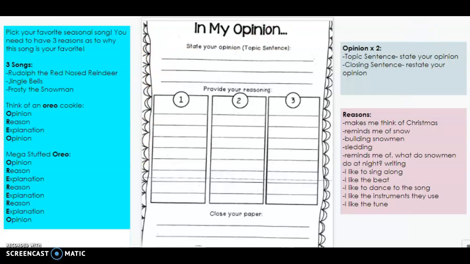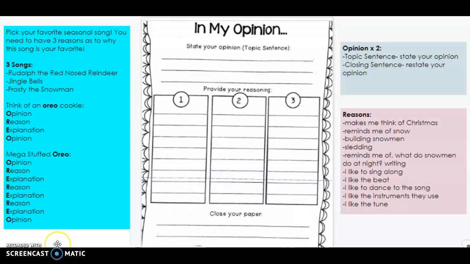Here is a graphic organizer. This is going to help us organize our opinion writing. So it starts off with, "In my opinion..." It says here at the top, state your opinion, which is your topic sentence, provide your reasoning, 1 reason, 2 reason, 3 reason, and then close your paper.